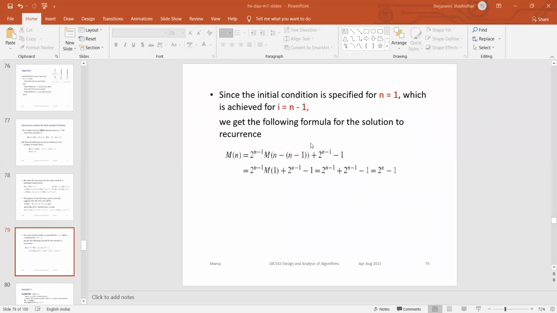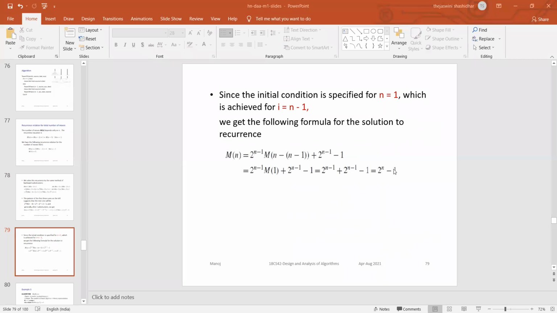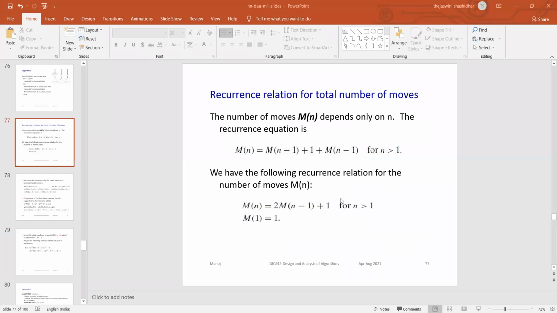Now when you substitute i is equal to n minus 1, initially for n is equal to 1, you put i is equal to n minus 1 here. It is 2 to the power n minus 1. So this is the recurrence relation you will be getting. Are you understanding? If you're not solving also, no matter, but you have to write the recurrence relation. That is very much important.